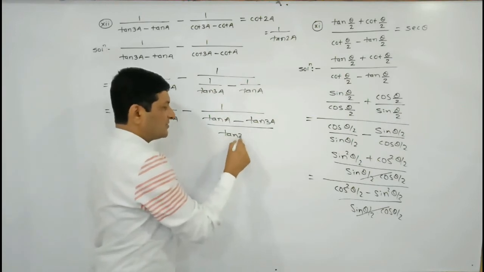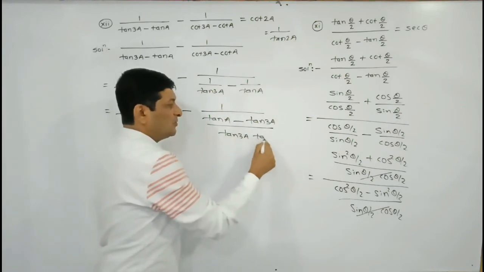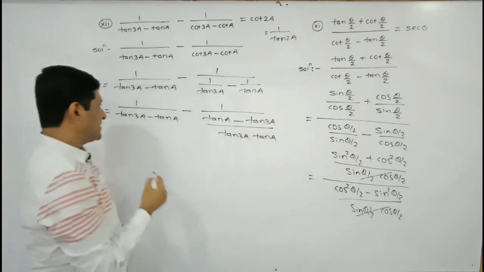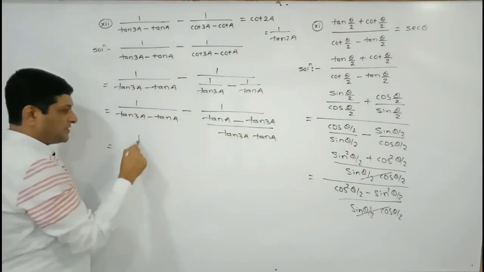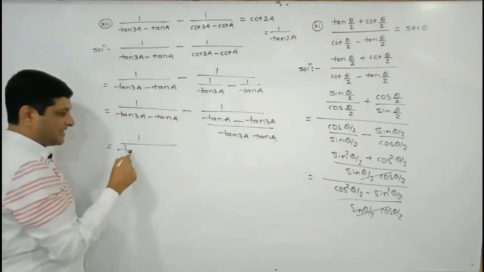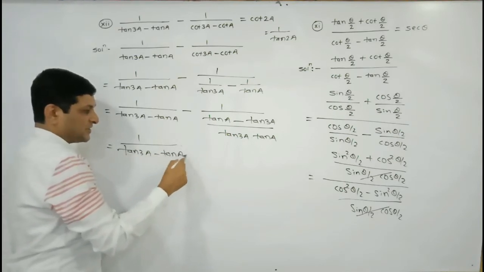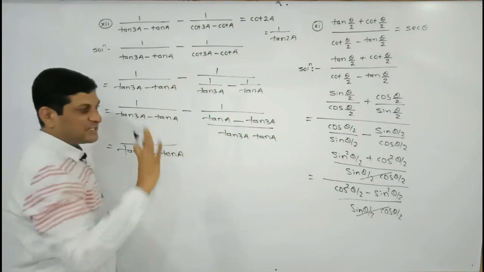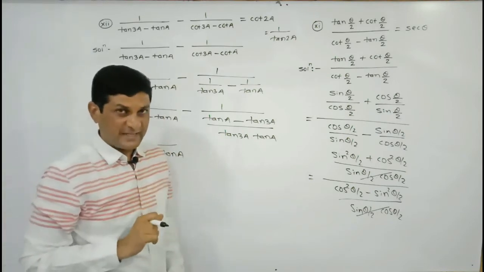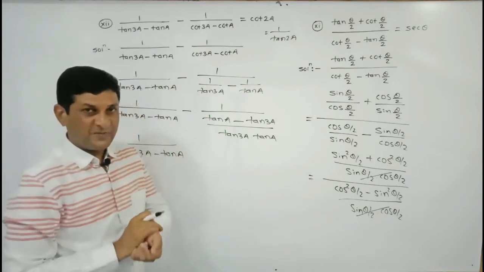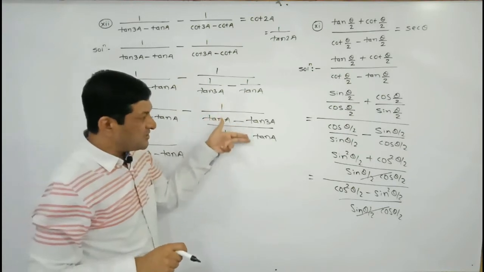So tan 3a into tan a. So which is equals to, again I am not disturbing the first term, so tan 3a minus tan a, keep it as it is. Now observe the second term. Second term we are simplifying. So try to understand the simplification part.